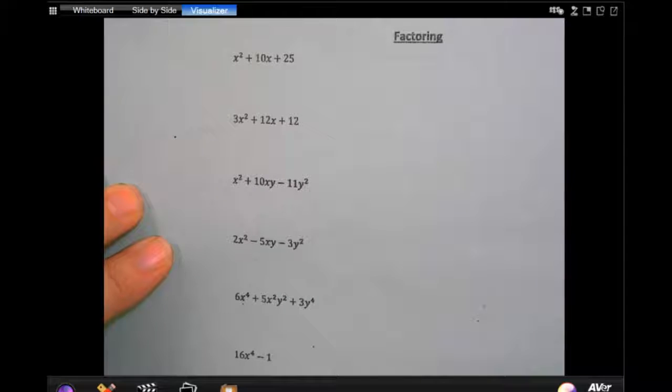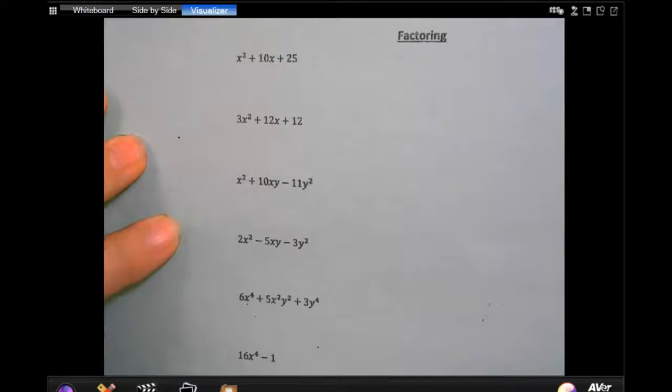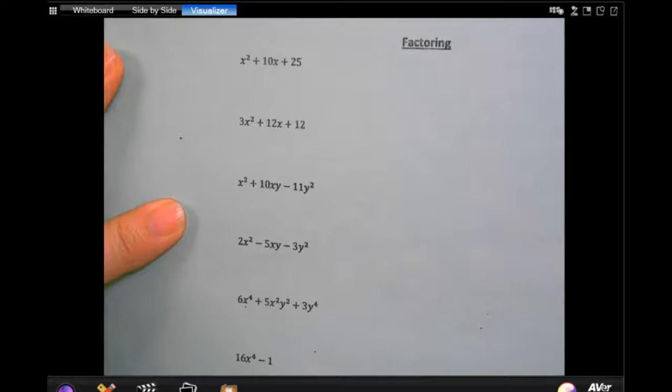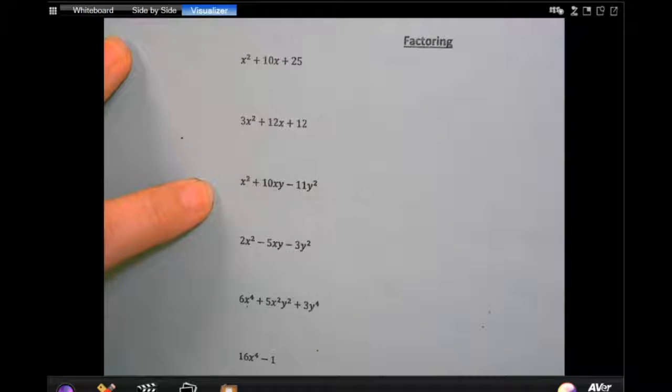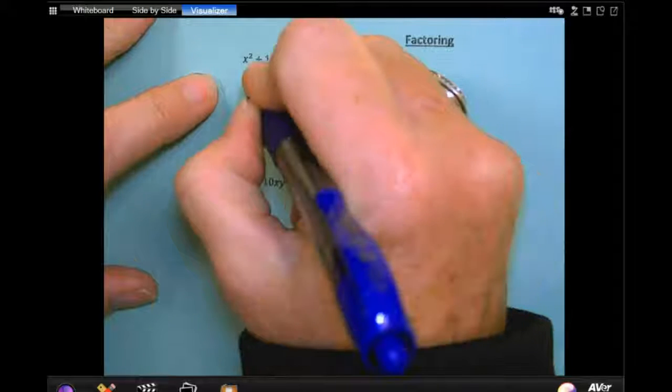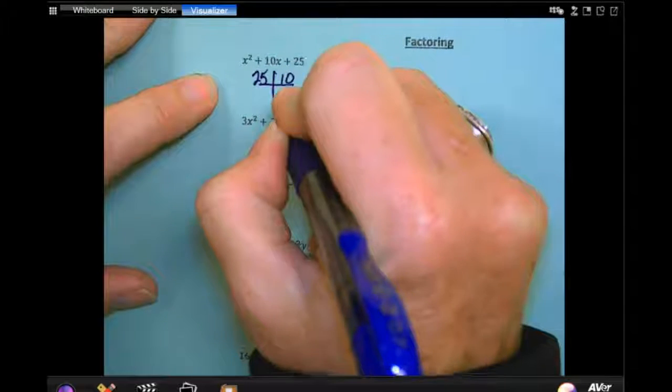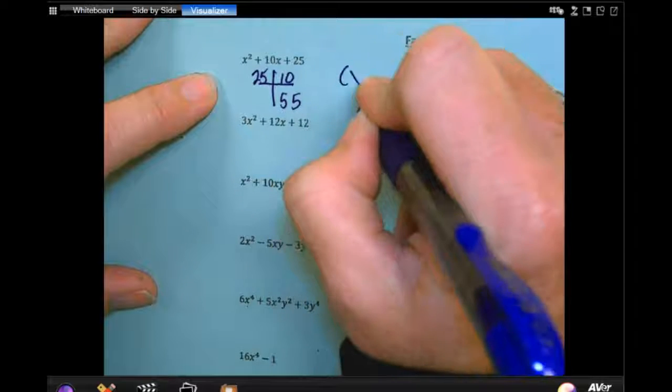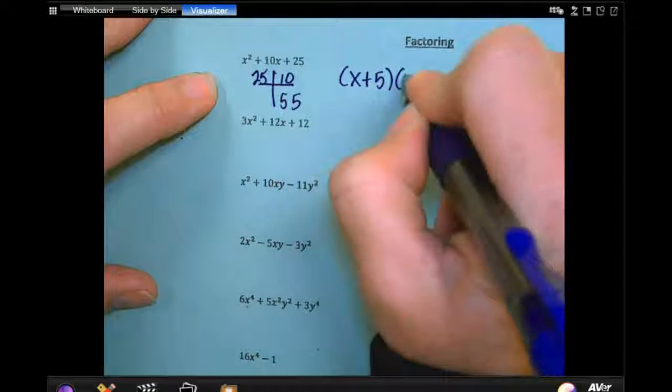Okay, so on the green, here we go. We start with x squared plus 5x plus 25. So my a times c here is 25. This is 10. It gives me 5 and 5, which is x plus 5, x plus 5.